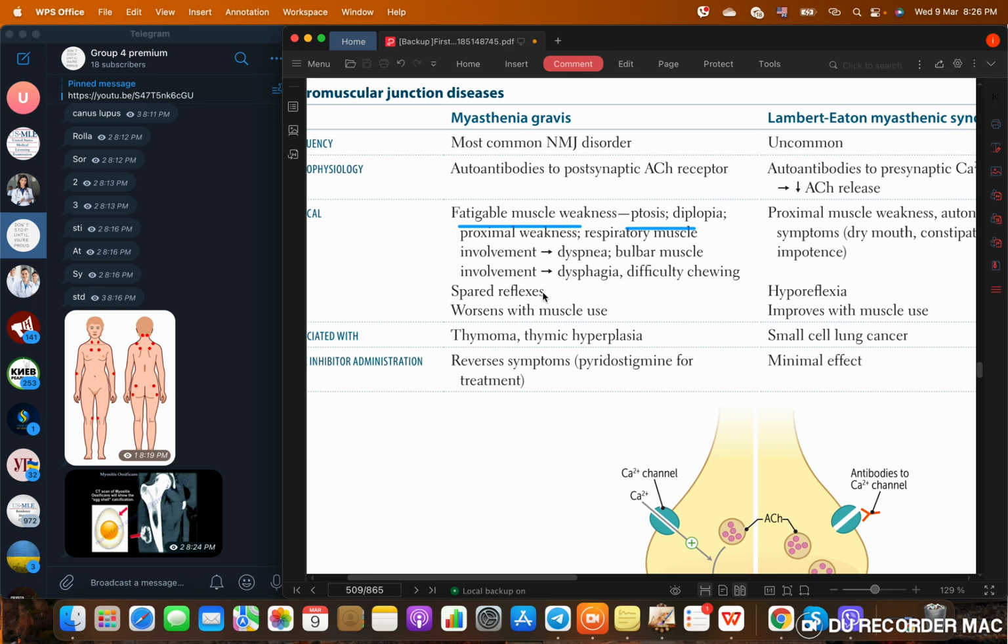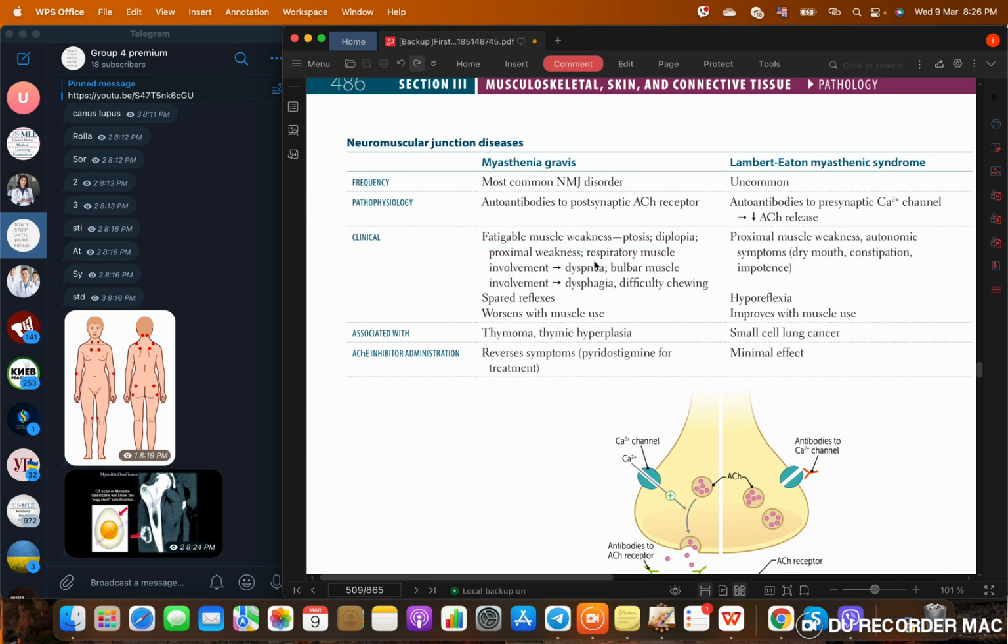Diplopia is double vision. Proximal muscle weakness, respiratory muscle involvement leading to dyspnea and restrictive lung disease. Bulbar muscle involvement as well. What are bulbar muscles? They are mostly muscles of the face. And in addition to the muscles of the face, we'll have basically all of the muscles that are supplied by cranial nerves, which include also the pharyngeal muscles, which can lead to dysphagia. Difficulty chewing, because that's also from the bulbar muscles. Bulbar muscles again are all of the muscles supplied by cranial nerves.